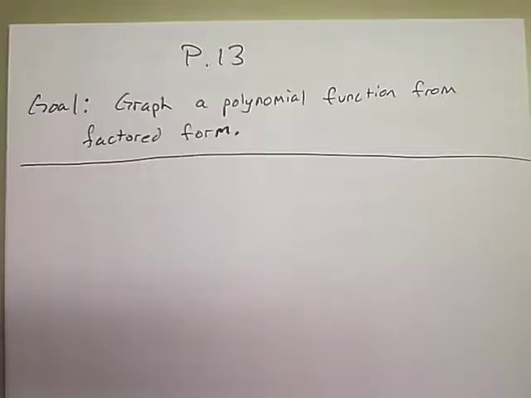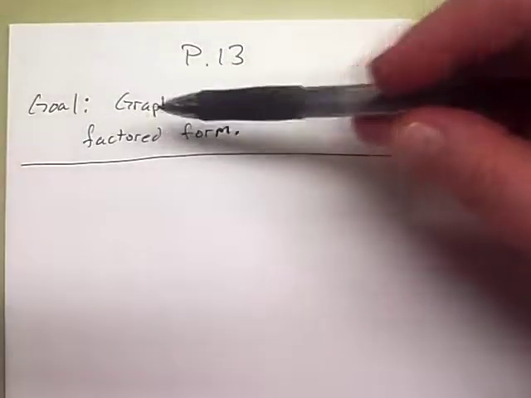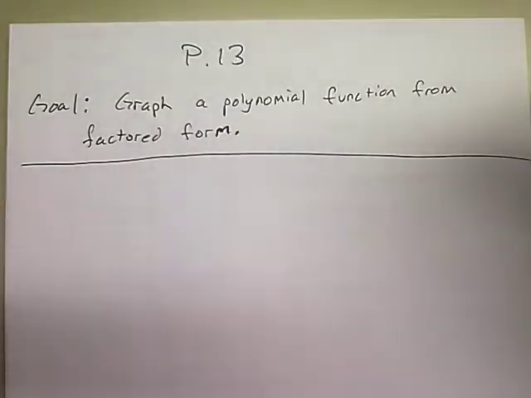All right, welcome to P13. Here, our goal is to graph a polynomial function from factored form. And remember, factored form, that's the one with all the parentheses, right? And we just got done finding zeros and everything with P12. Well, now we're going to kind of put all of that into context.